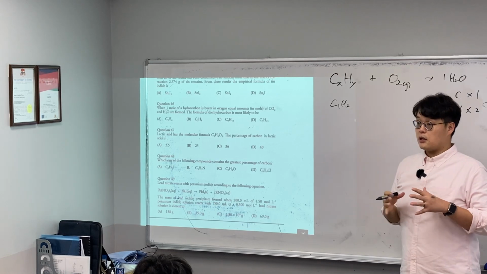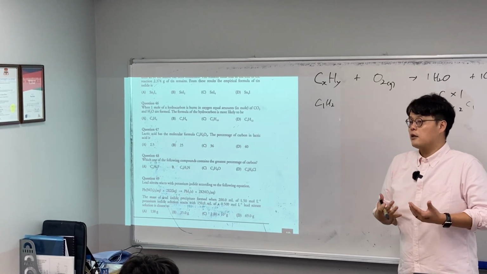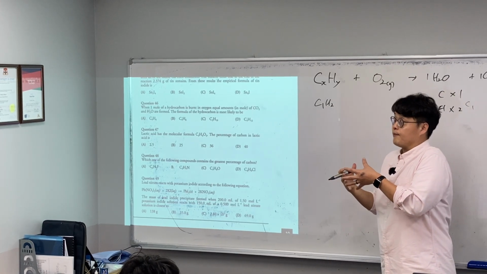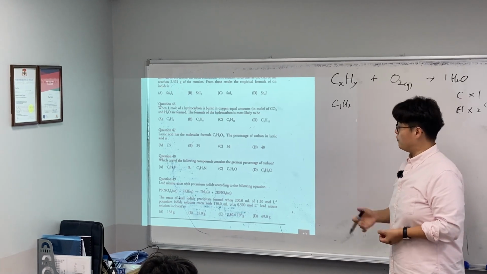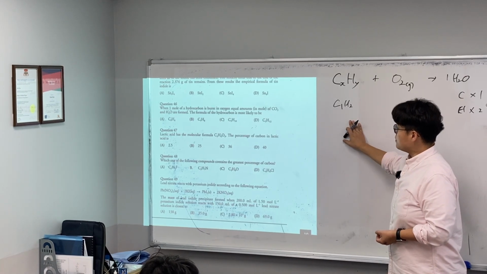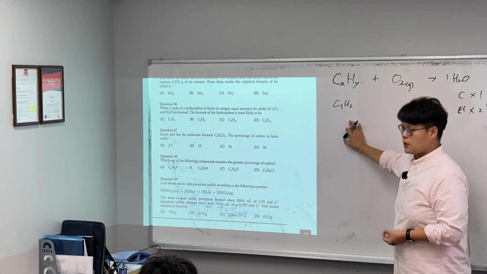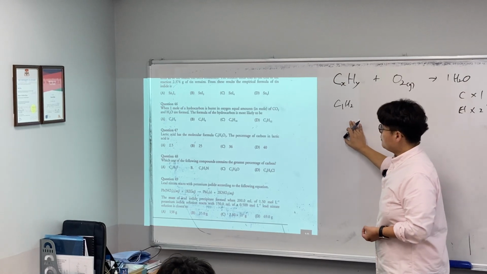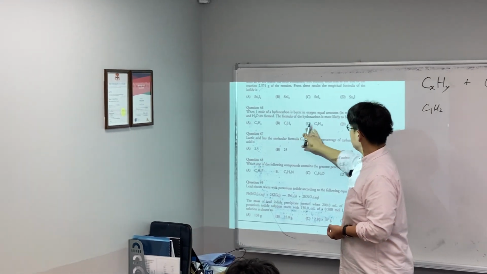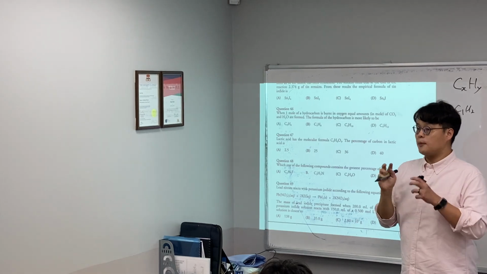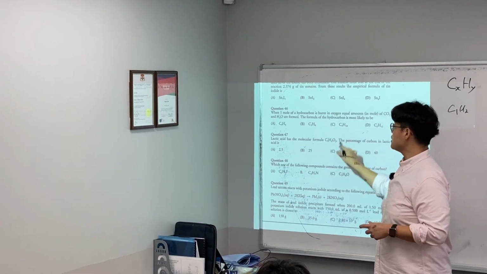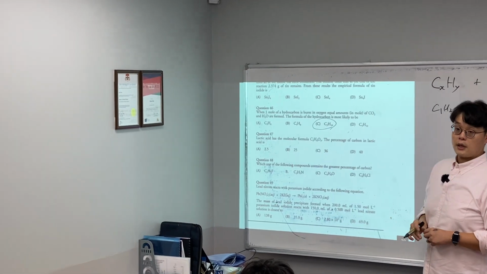And this is probably the most simple chemical formula, which is known as the empirical formula. So the answer must be something related to double values. Looking at the answers here, the only answer that has double the hydrogen number compared to carbon, in terms of the ratio, is C.